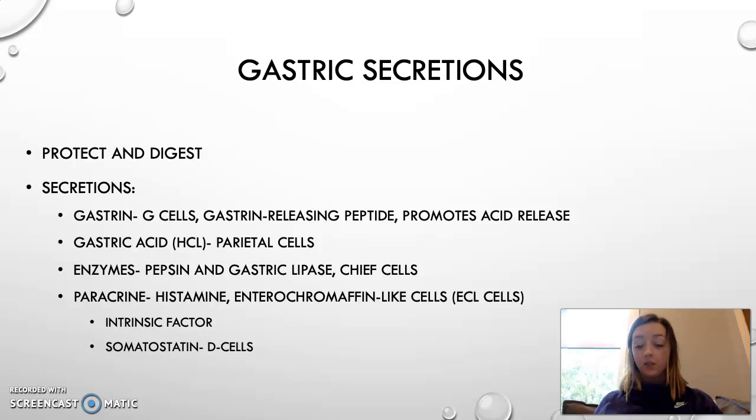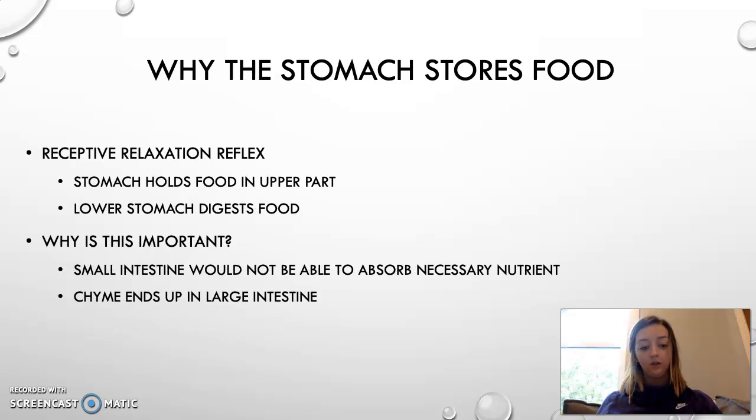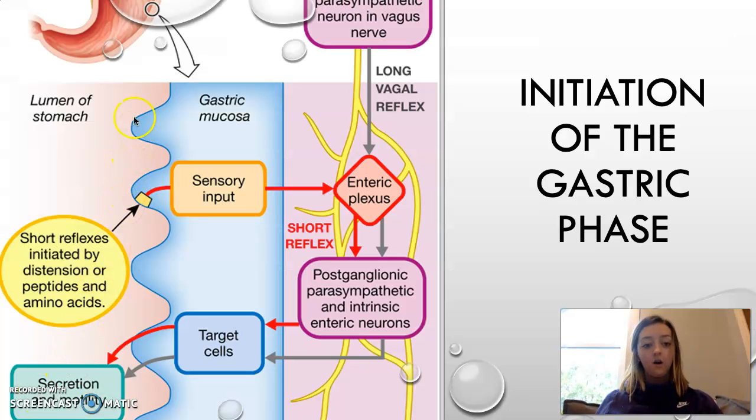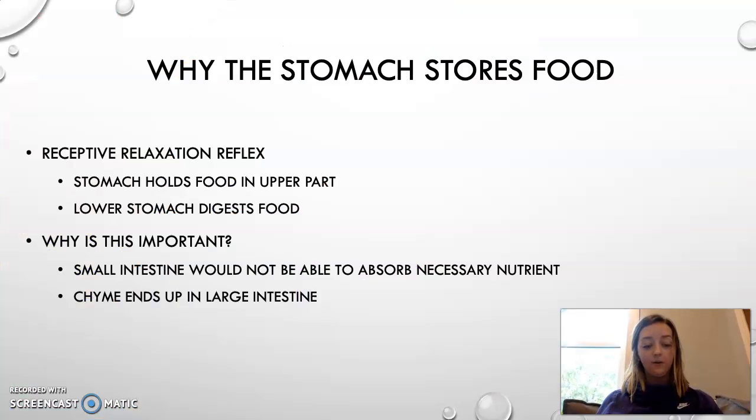So gastric secretions are a huge part of the gastric phase of digestion. Their main roles are to protect the stomach and digest the food in the stomach. It is important to know that these secretions, let me go back a couple slides, are coming from this lumen part of the stomach.